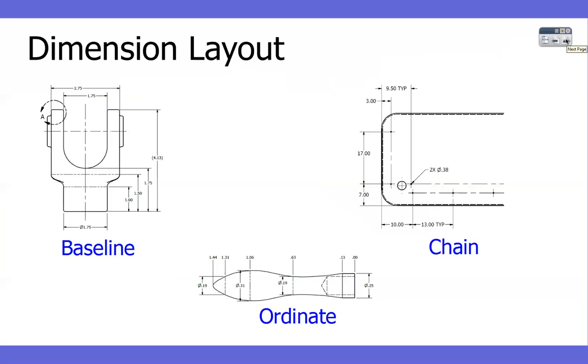All right. So there's three different types of dimensions. One is called baseline. So we're starting from one line, and we're just measuring from that line up to different things. Okay? That's called baseline. We have ordinate dimension, which is the same kind of thing. We're measuring from here to here, from here to here, from here to there, like that.